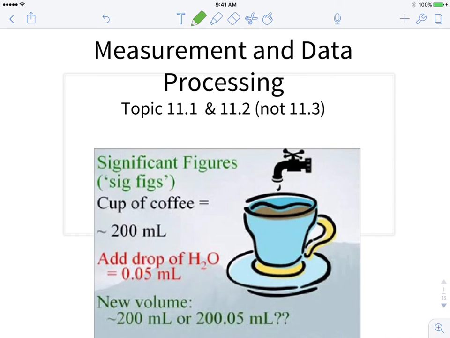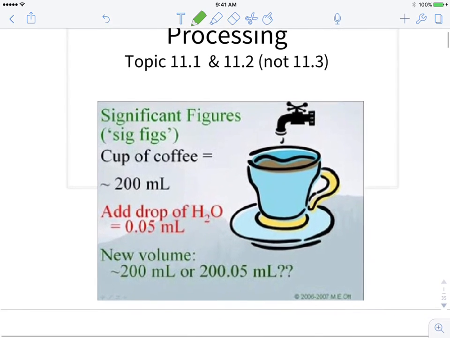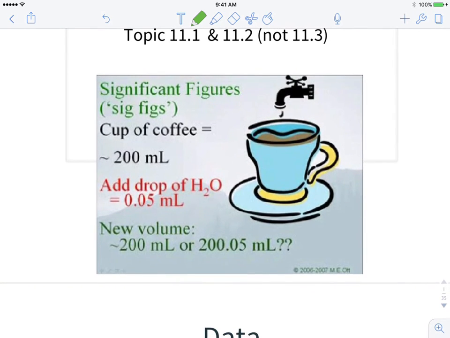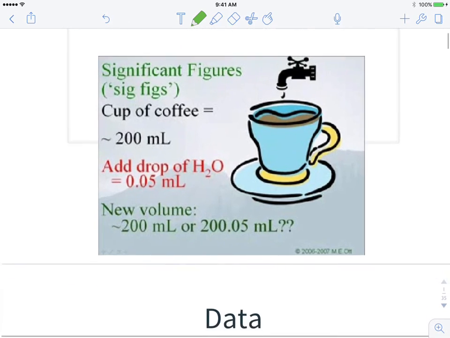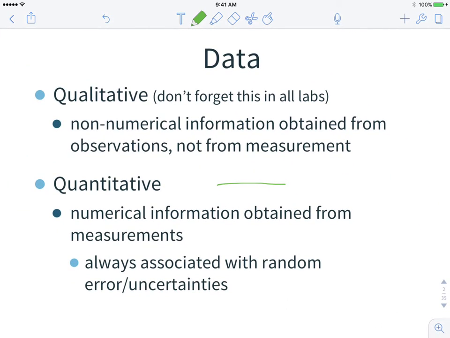So now, let's take a look at what we're going to talk about for this part of the topic. Mainly, we're going to talk about data. How can we take data and manipulate it? How can we deal with errors? That's what we're going to look at. Our first real slide here talks about different kinds of data.